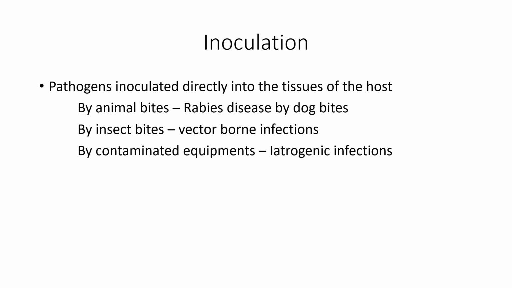Sometimes pathogens can get directly inoculated into the tissues of the host in three ways. The first is by animal bites. For example, rabies virus enters the human body through dog bites. The second one is by insect bites. This we will be seeing separately in the coming slides.